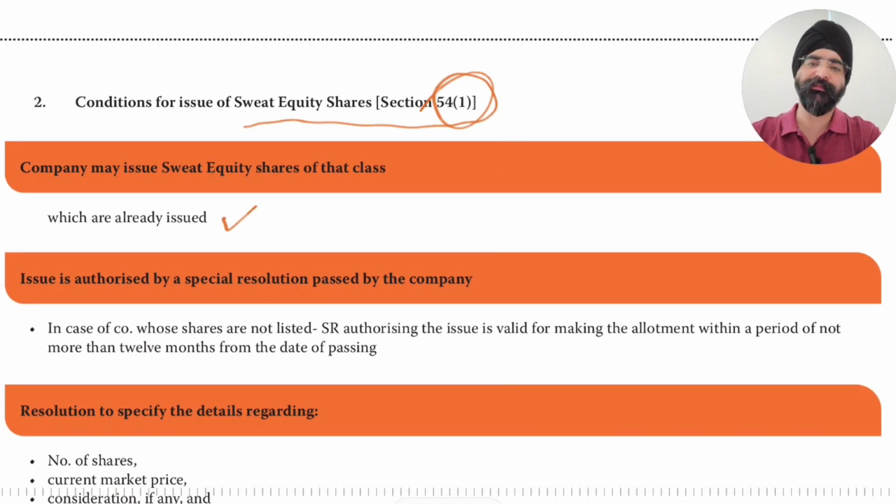Issue is authorized by a special resolution passed by the company. Special resolution is passed, in case of a company whose shares are not listed. Now, for a company which is not listed, the SR authorizing the issue is valid for making the allotment within a period of not more than 12 months from the date of passing of the SR, special resolution. So a company whose shares are not listed can authorize a special resolution, and that resolution will remain valid for a period of 12 months from the date of passing of the special resolution.